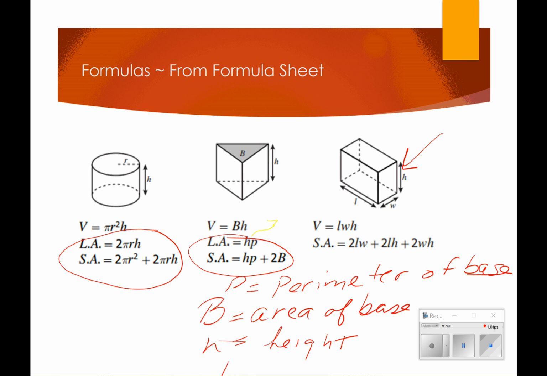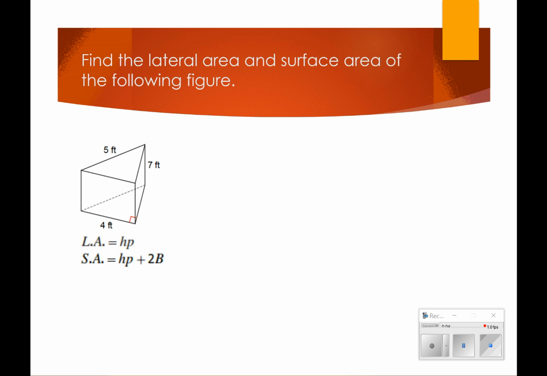Okay, so let's look at some examples. So I want to find the lateral area and the surface area of this triangular prism. So probably one of the first things I do when I'm doing these is I have to decide what the base is. So I kind of look at the base. I've got some triangles here.